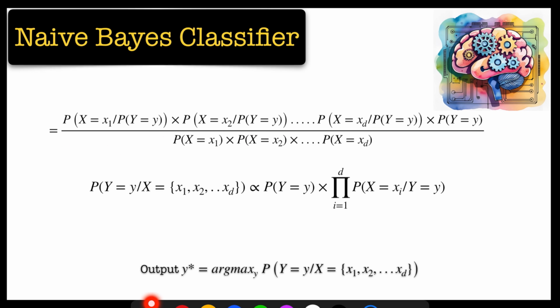Now this is what we are calculating. So this is the probability of output y given all the inputs x1 till xd, and this will be proportional to the numerator part, which is the probability of y, I wrote it first, then the product of all the terms from i equals 1 to d of probability of input xi given output class y. And this is for output class y. We can have multiple classes, and for each output class we'll calculate this probability, and then take the output class that has the maximum probability. So the output y star will be the argmax over y of this probability.